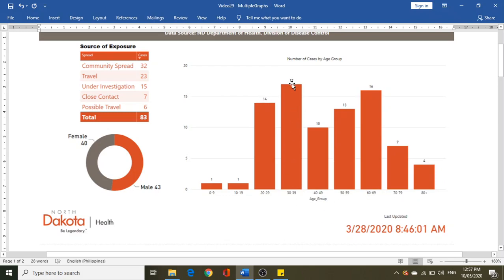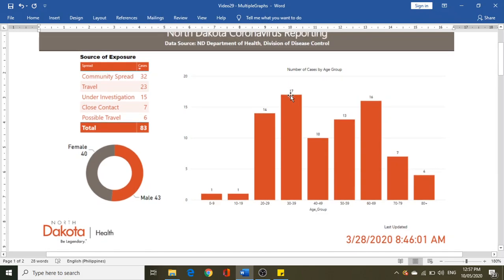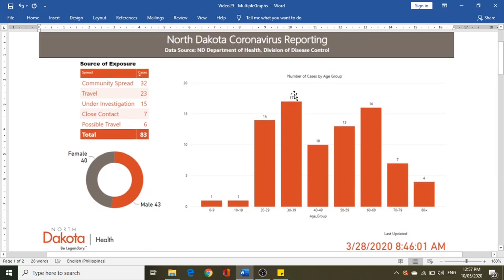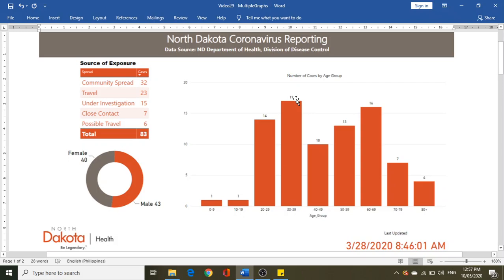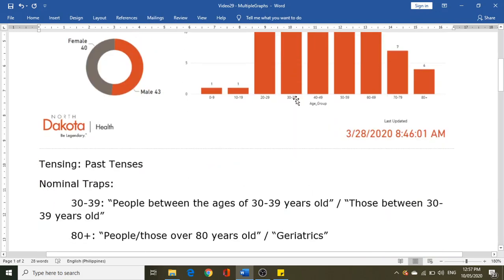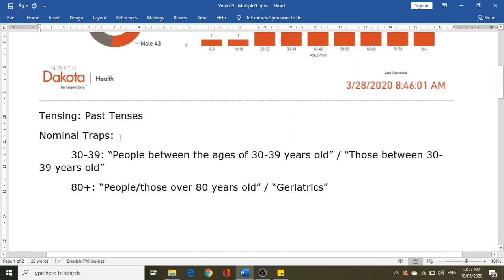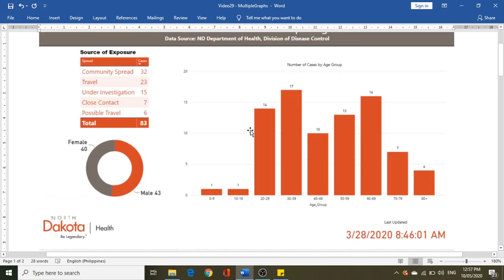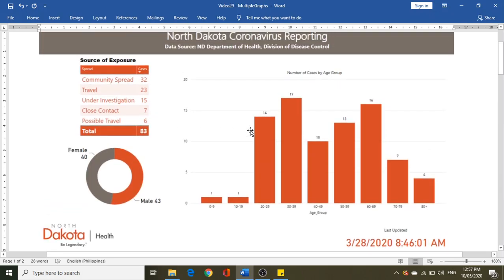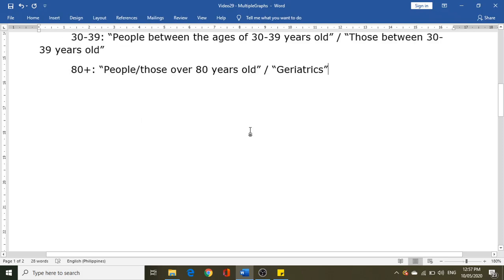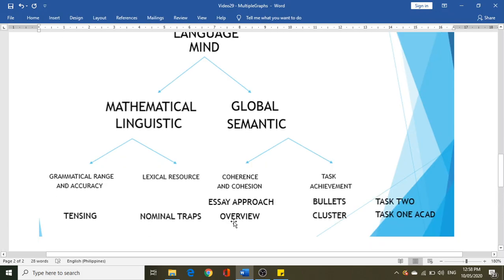So these apparently aren't percentages, which I thought it to be initially, but actually they are actual number of cases per capita. So this is for every person. It's a count of the number of persons who were infected. All those are the nominal traps. So, what's the next criterion we're looking for? The overview and the cluster. Let's go into the cluster first.